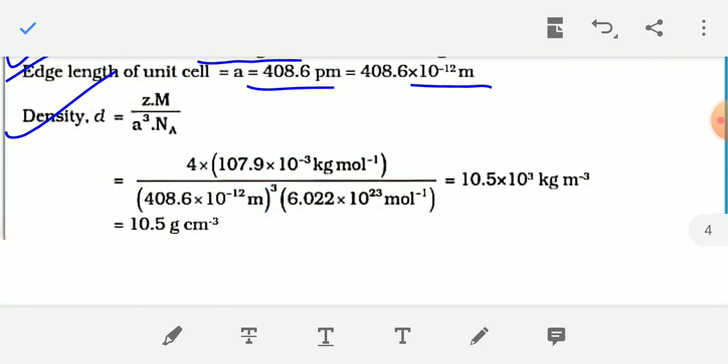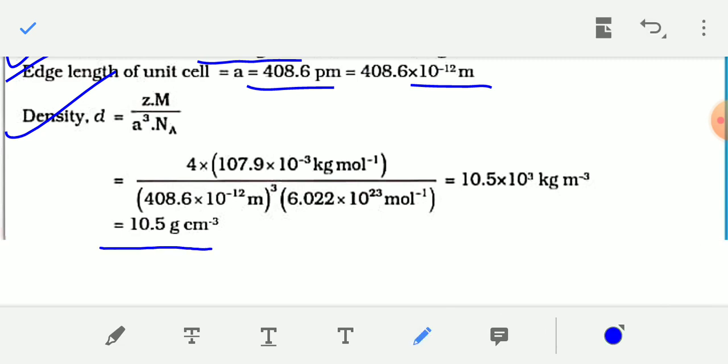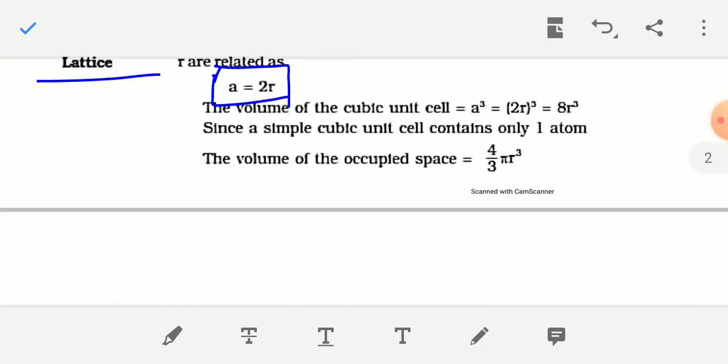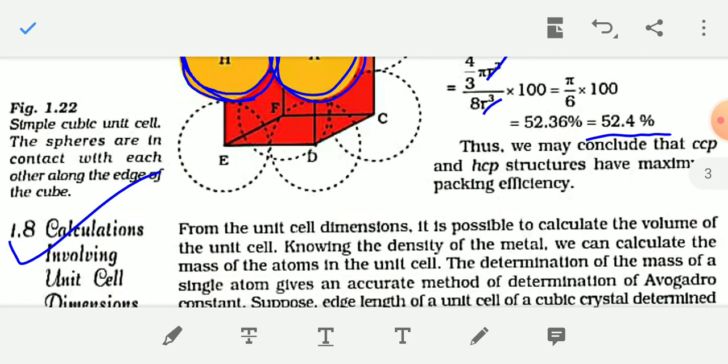So Z is equal to 4 and M is equal to 107.9 into 10 to the minus 3 kg per mole, and the value of a cube is 408.6 into 10 to the minus 12 meter, whole cubed, and the Avogadro number, we know, is 6.022 into 10 to the 23. Now after calculation you will get the value 10.5 gram per centimeter cubed. Such types of small numericals you have to solve using the formula of density calculation.